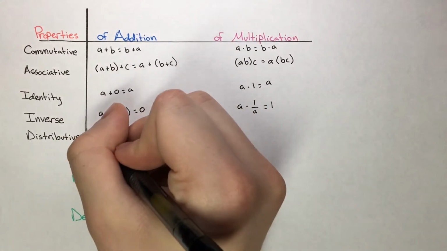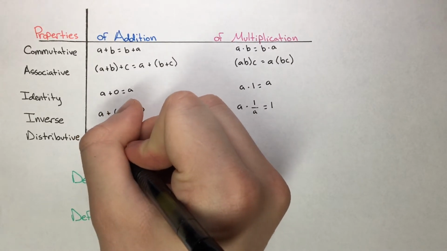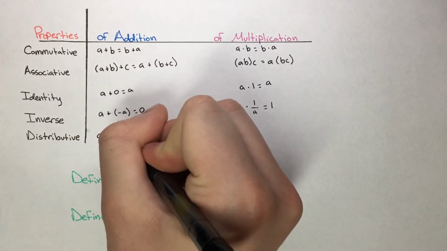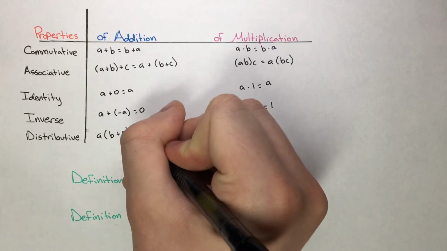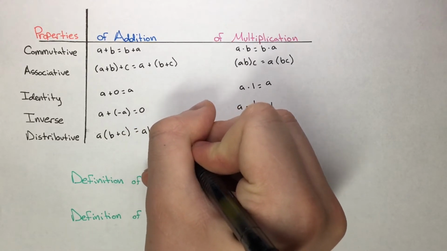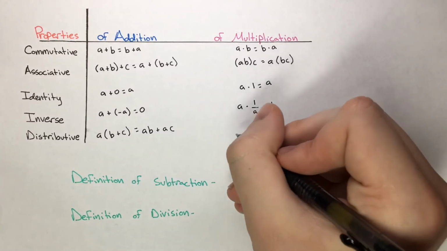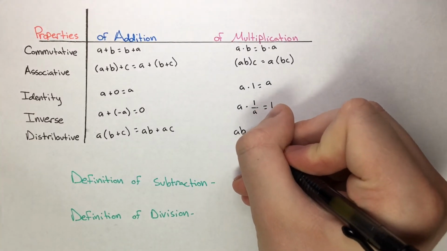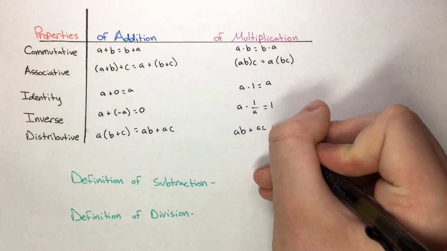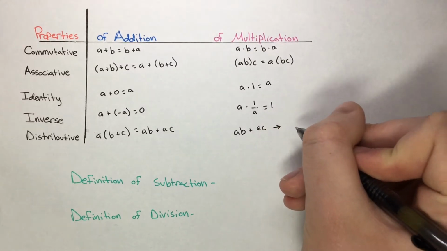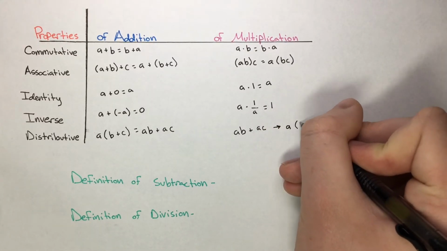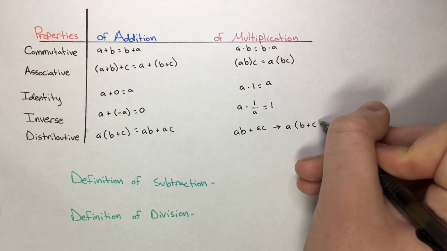The distributive property of addition states that a times (b plus c) is equal to ab plus ac. The distributive property of multiplication states that ab plus ac can be factored into a times (b plus c).